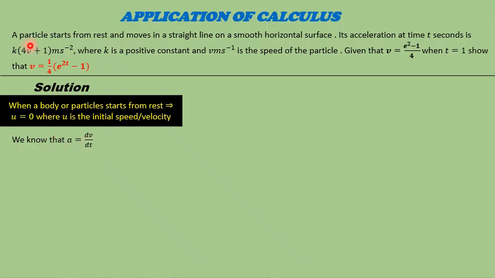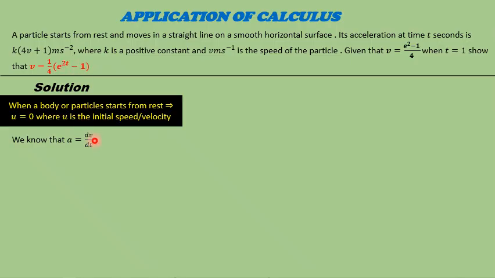Let's check. A particle starts from rest and moves in a straight line on a smooth horizontal surface. Its acceleration at time t seconds is k(4v + 1) meters per second squared, where k is a positive constant and v meters per second is the speed of the particle. So they're talking about acceleration, time, and speed. Given that v equals (e² − 1)/4 when t equals 1, show that v is 1/4 (e^(2t) − 1).